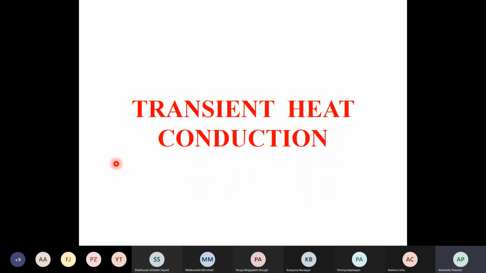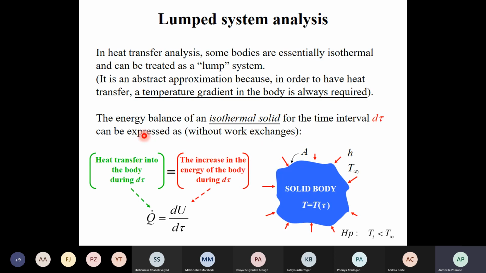We start with the chapter of transient in conduction. Transient in conduction means that in this chapter the temperature field that I want to obtain depends also on time, not only on space. So we need to associate to the boundary condition also the initial condition to solve the problem. And the first example is a particular case that is called lumped system analysis.